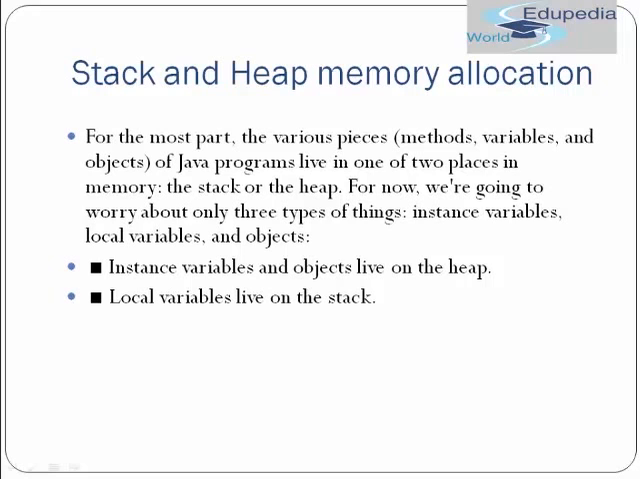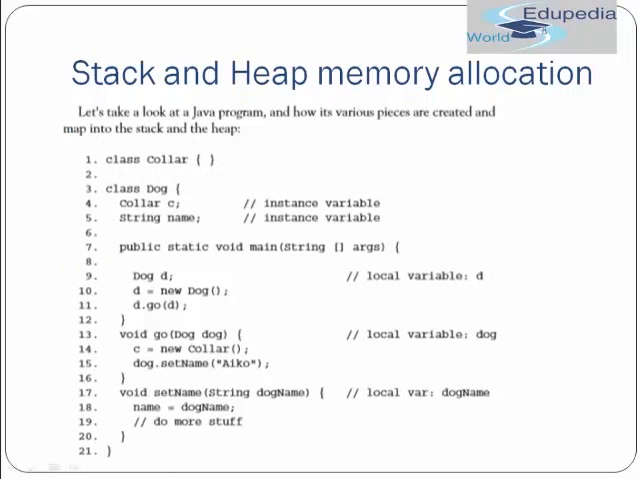So let's see the same thing with the help of an example. So here is the example. Let's take a look at a Java program and how its various pieces are created and mapped into the stack and the heap. So we have a class Caller and this is a simple class. It is not containing anything. Then we have a class Dog. It has two variables, one is Caller c and other is String name. Both of these are actually instance variables, although Caller c is a reference, but within class Dog, it is an instance variable for class Dog, and same goes for String name.